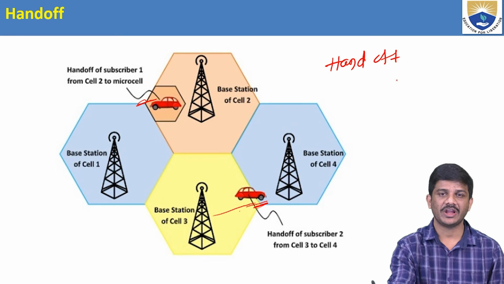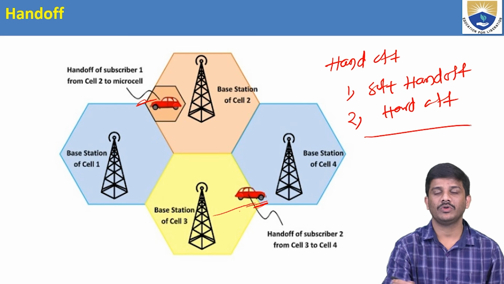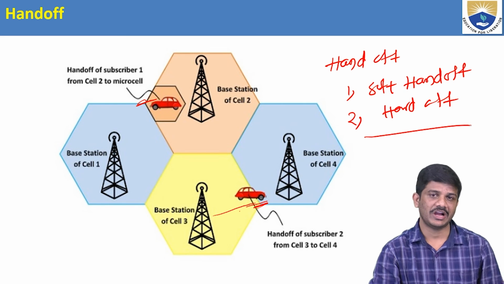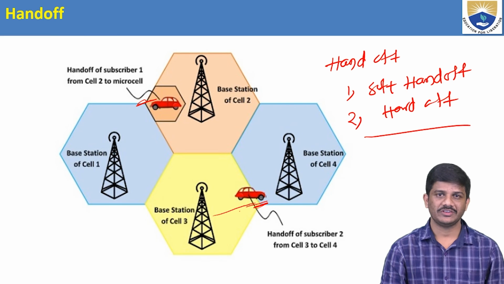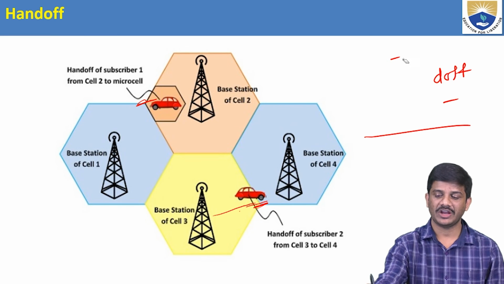There are two different types of handoff. One is a soft handoff, and the second one is a hard handoff. Both of those are the two different handoff methods that we can also see here. These are the two different types of methods in the handoff process.